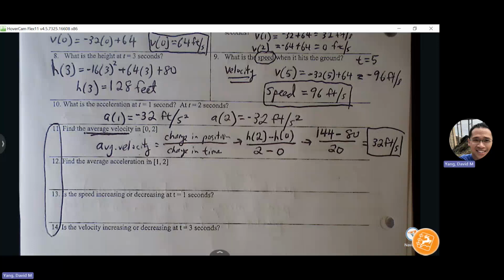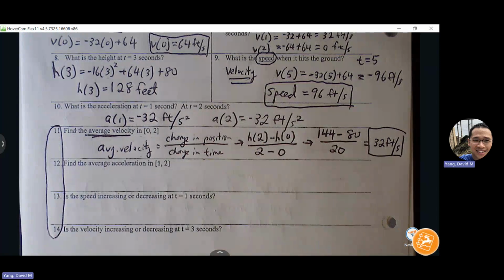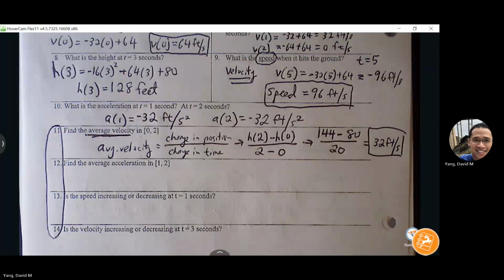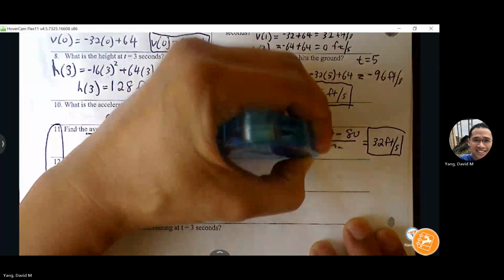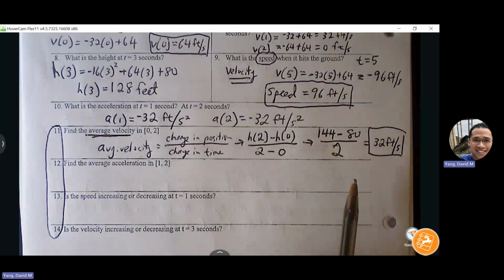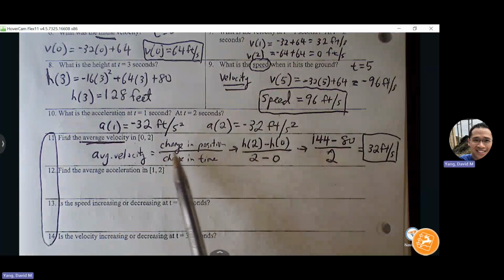Does that make sense? What's the variable for average velocity? There's no variable for average velocity, we're just going to say average velocity. And for speed, we're just going to write it out as speed. Where'd you get that 20 from? Oh, sorry, 2 minus 0. Thanks for that catch. 144 minus 80 is 64, and 64 divided by 2 is 32. Are we okay with this so far?